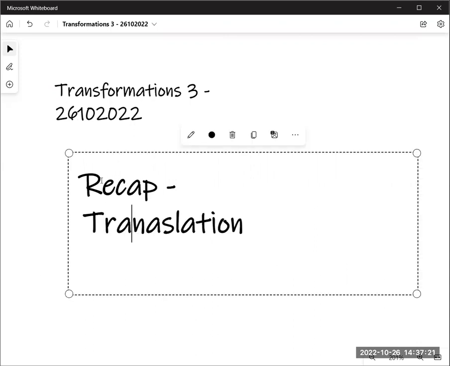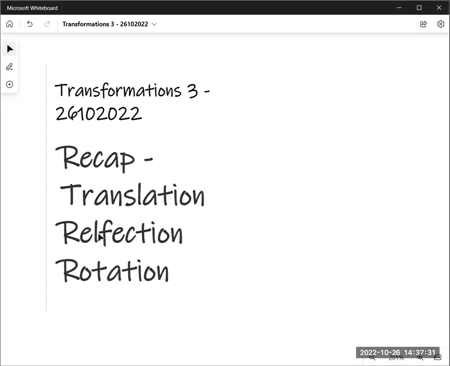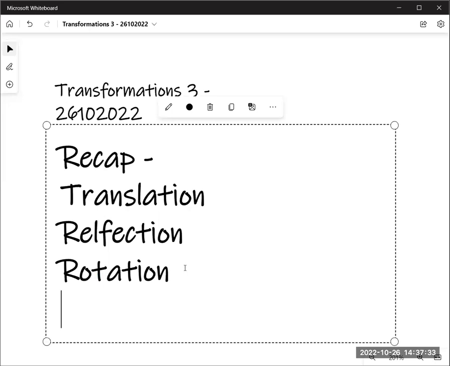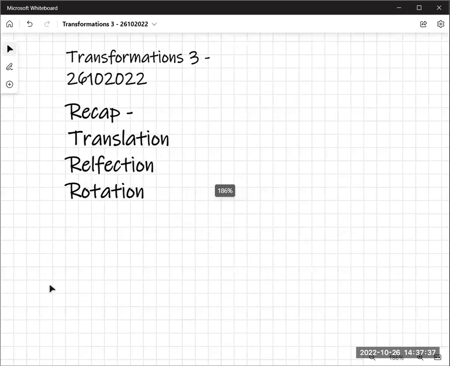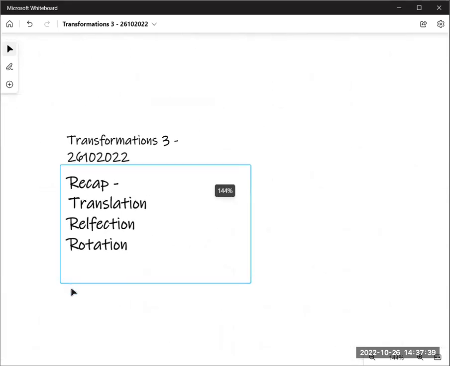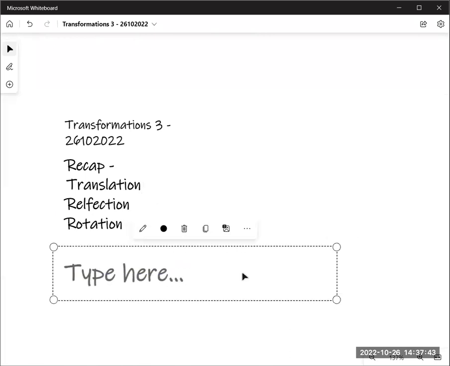Then we went to reflection. Then we did rotation. But today we're going to do something different. We're going to look at, let's recap, rotation objective.